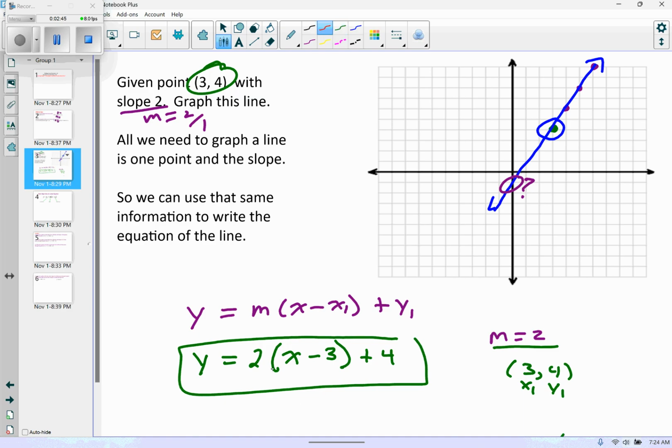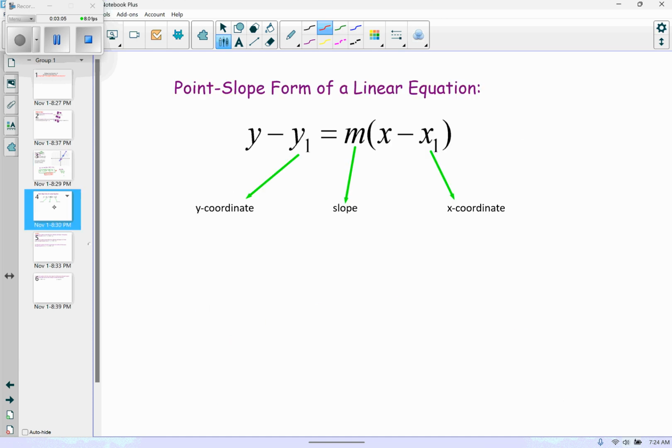You might have seen in other classes where they have actually taken this and made it to look like y equals mx plus b, but we'll see that later in this lesson, okay? But for right now, this is the perfectly acceptable answer. y equals 2 parentheses x minus 3 parentheses plus 4. This is how point slope is traditionally done.